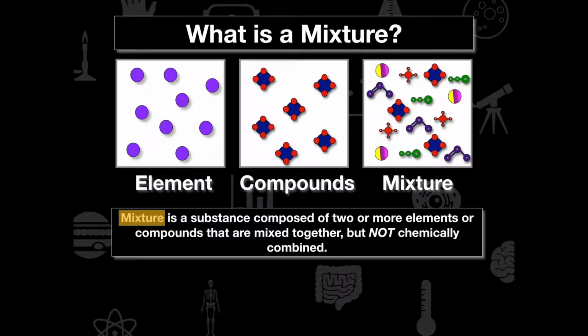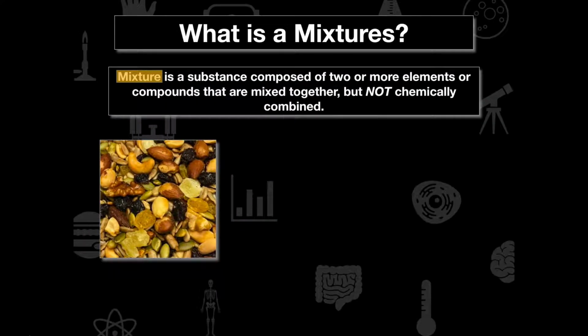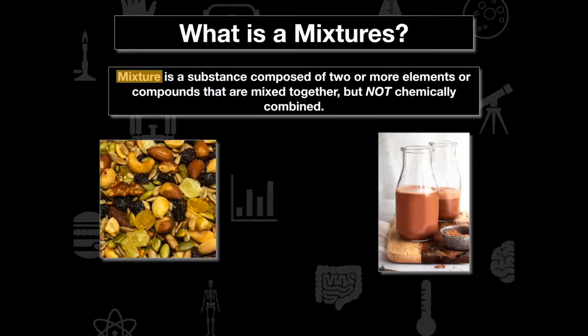So a mixture is a substance composed of two or more elements or compounds that are mixed together but not chemically combined. And we can see in the box on the right, none of it's chemically combined, but they're all in the same box. Now, examples of mixtures are going to be something like salt and pepper, sugar and sand, salt and sand, maybe the Earth's atmosphere, maybe soil. Trail mix is an example of a mixture. Chocolate milk would be an example of a mixture, the milk and the chocolate.